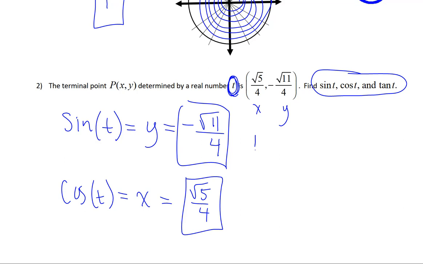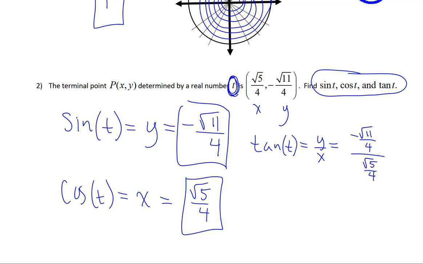Thirdly, we want to figure out what the tangent of t is. Again, we don't know what t is, but we know its terminal point, which is all we need, because we know tangent is defined above, as we did, as y over x. And so those are the coordinates of its terminal point. We have those. That would mean for this one, negative square root of 11 over 4, that's the y value, over x, which is the square root of 5 over 4.